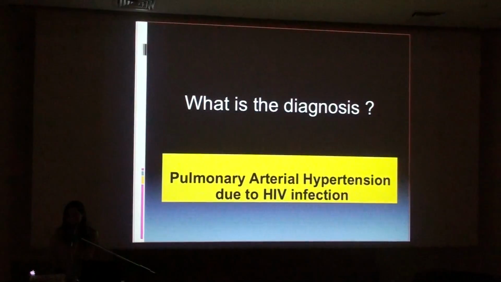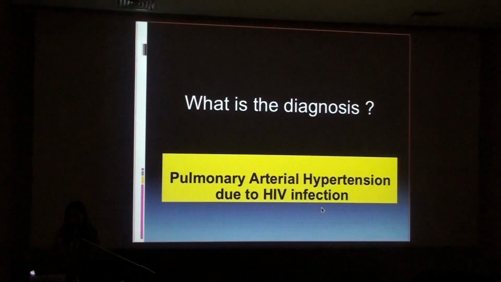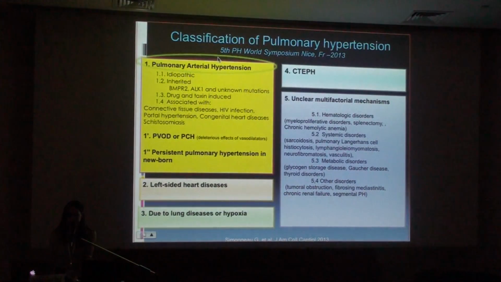Yes, it's a pulmonary arterial hypertension due to HIV infection. So it's the classification of pulmonary hypertension, the last classification from December 2013. There are 5 groups. Group 5, unclear multifactorial mechanisms. Group 4, chronic thromboembolic pulmonary hypertension. Group 3, PH due to lung diseases or hypoxia. And group 2, left-sided heart diseases. There is no sign in our case about these groups.